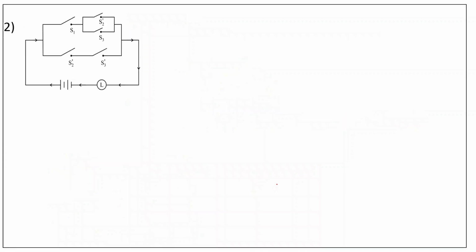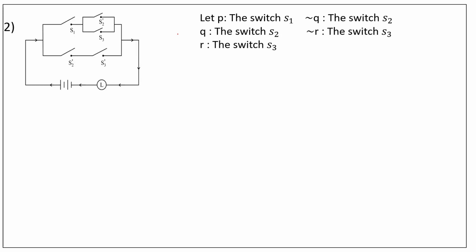Okay. Next, same, we have to write the input output table and the symbolic form. So as there are 3 switches, we represent P as S1, Q as S2, R as S3, and as there is S2 dash, we take negation Q, switch S2 dash, and negation R as switch S3 dash.